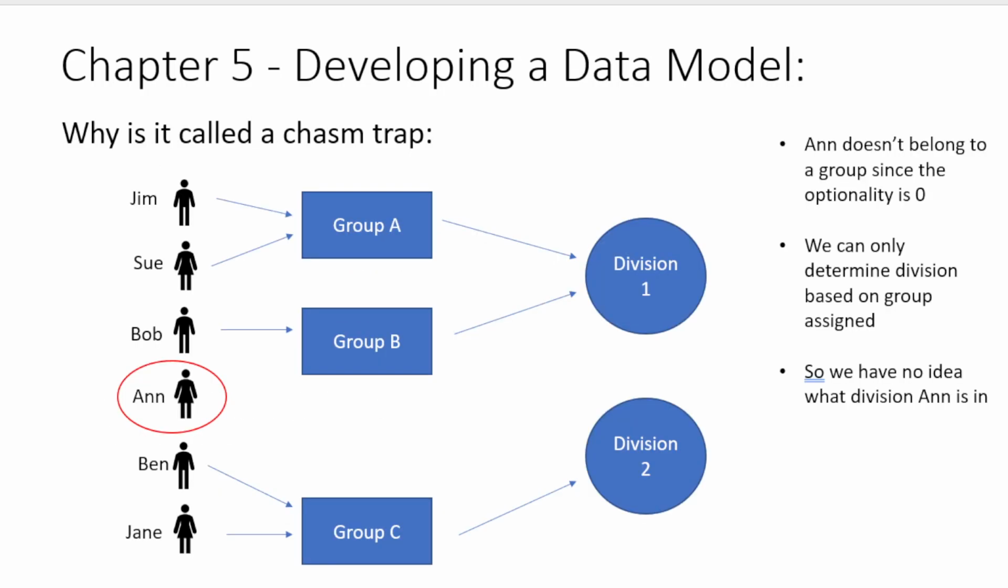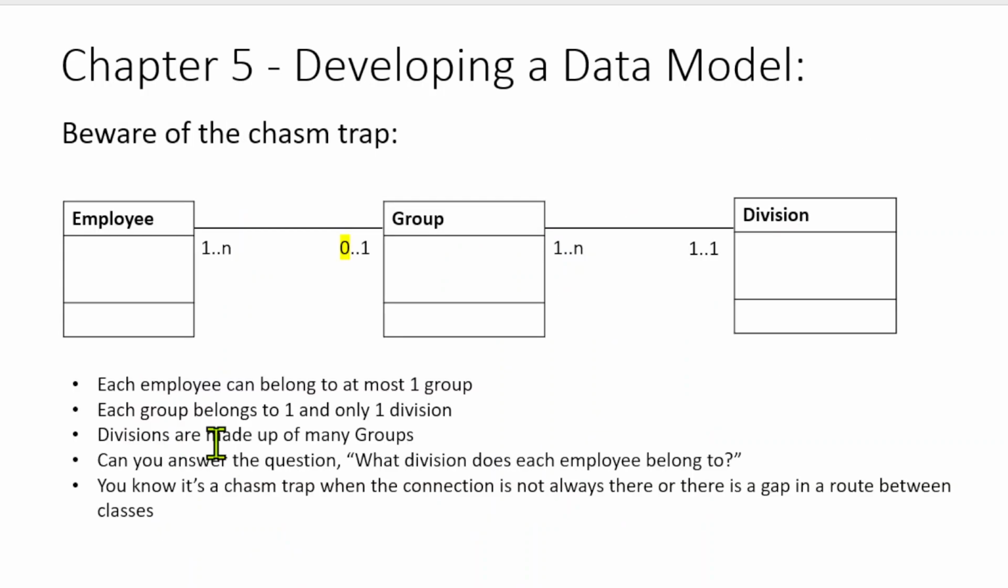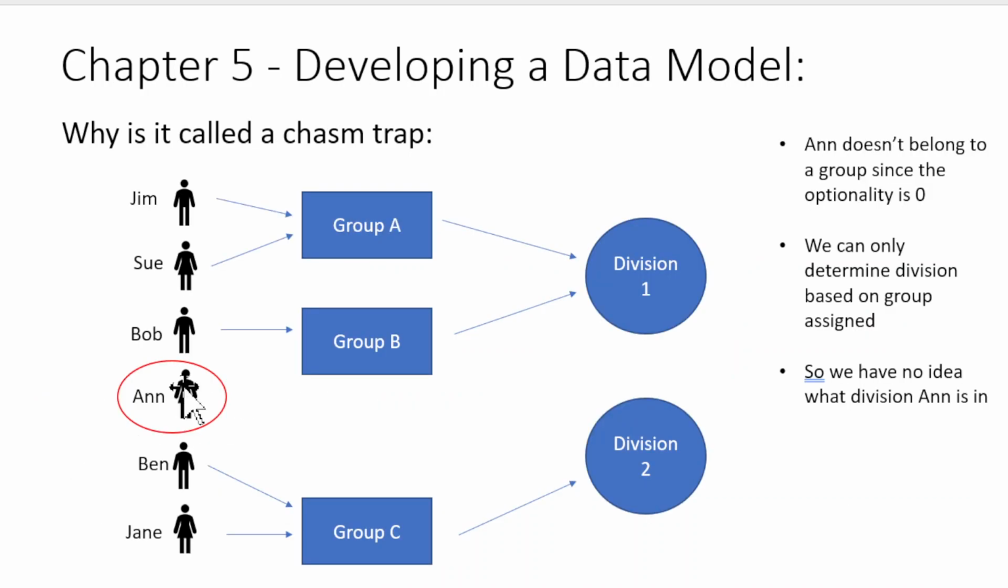So what happens is an employee can belong to at most one group, but does not have to belong to a group. You see this 0? This 0 means the employee doesn't have to belong to a group. So we have somebody like Ann who doesn't belong to a group. I have no idea what division Ann would be in because I don't have a group to infer her from. Like, I can infer anybody who's in group A or B is in division 1. Anybody in group C is in division 2.